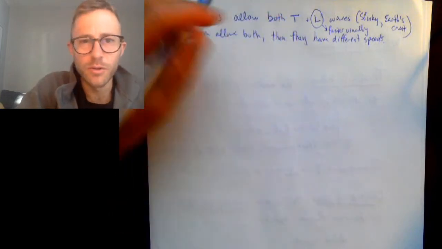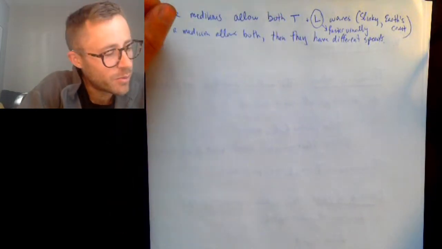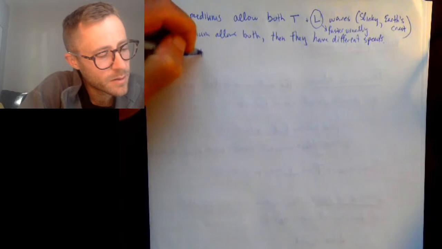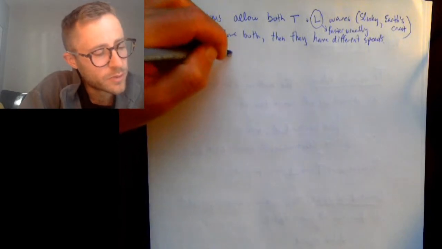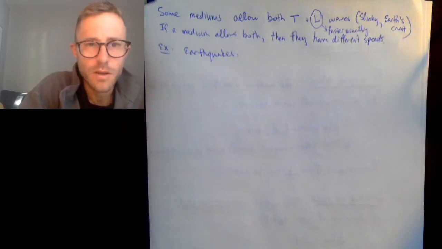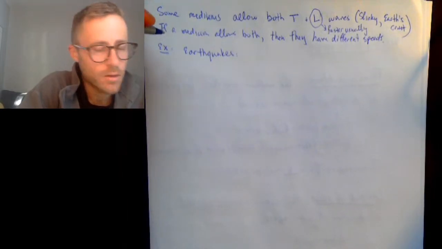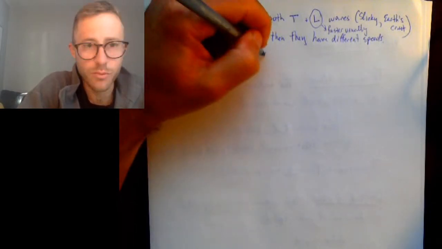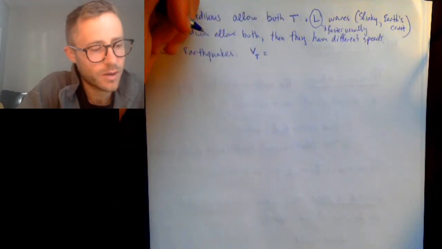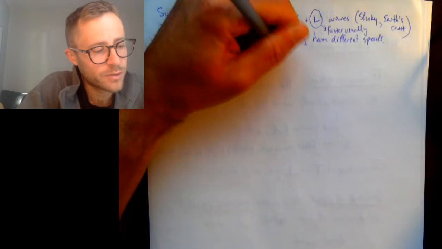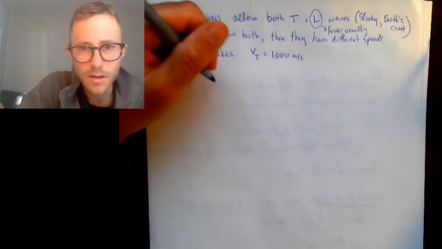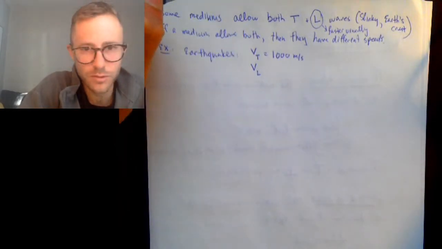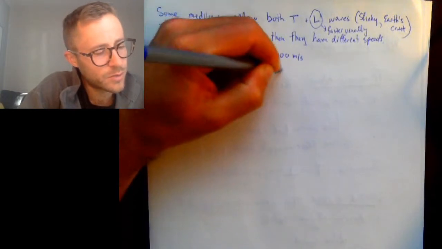Okay, so we can actually use this. I wanted to do an example with earthquakes. Let's suppose the velocity of transverse waves through the Earth's crust, and I'm just making up these numbers off the top of my head, is 1,000 meters per second. And let's suppose that the velocity of longitudinal waves through the Earth's crust is 2,000 meters per second.